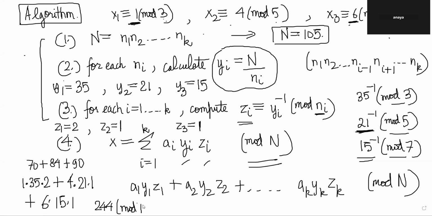244 mod 105. So basically that 210 will go, so it will be 34 mod 105. 210 will be removed from here when you do mod 105. So 34 mod 105 is coming. And remember, in the beginning we got that only, from the long process that we did. We got 34 mod 105.